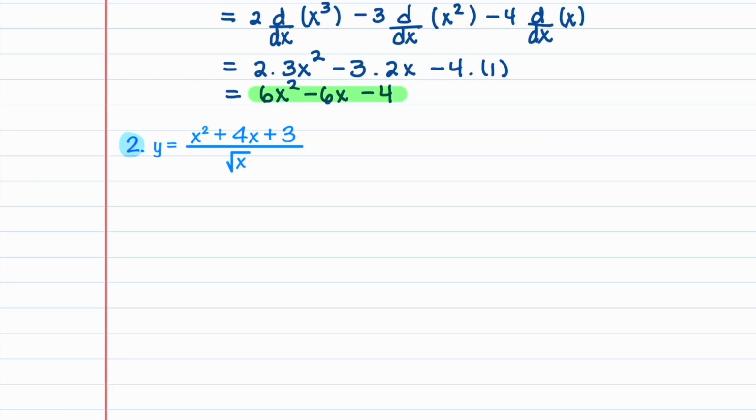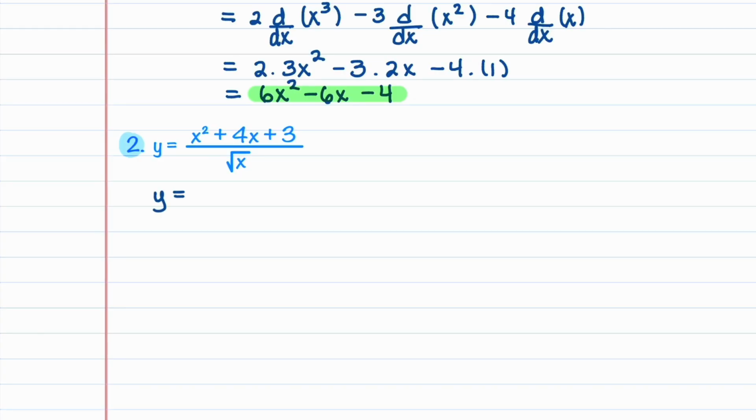Let's now look at our second example. We are going to take the derivative of y is equal to x squared plus 4x plus 3, all divided by the square root of x. To use the power rule, we need each term in this function to be raised to a power, and we can't have a denominator. So let's start by rewriting this function and get rid of the denominator.